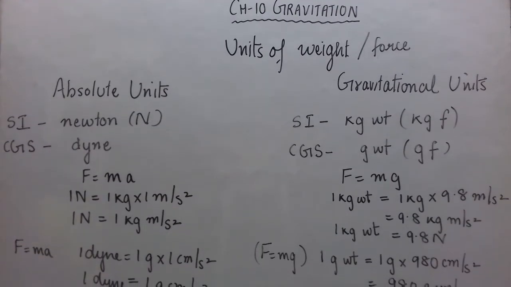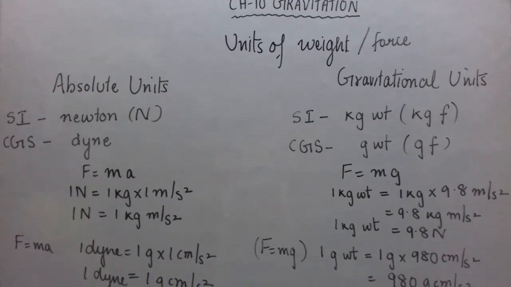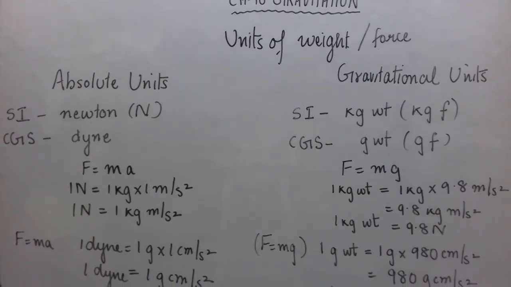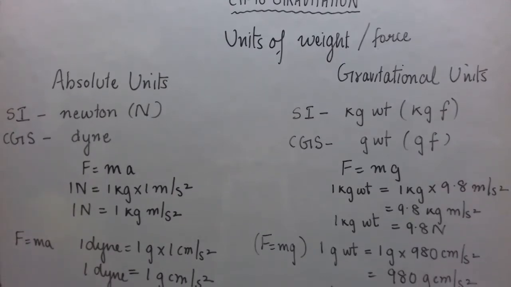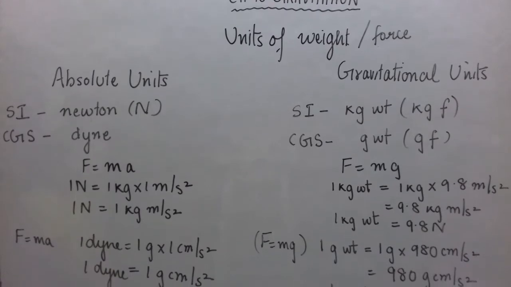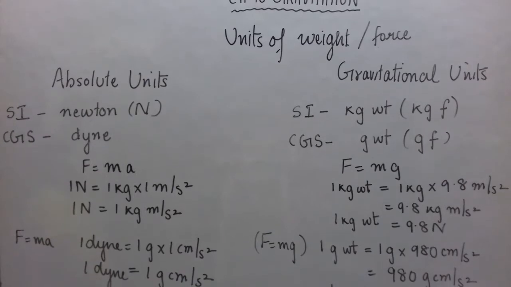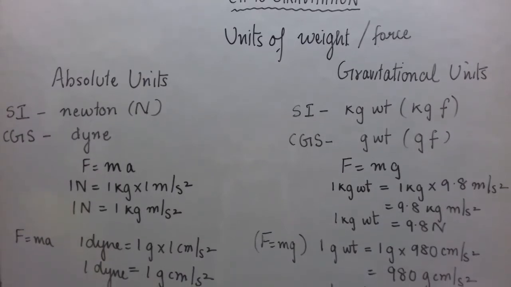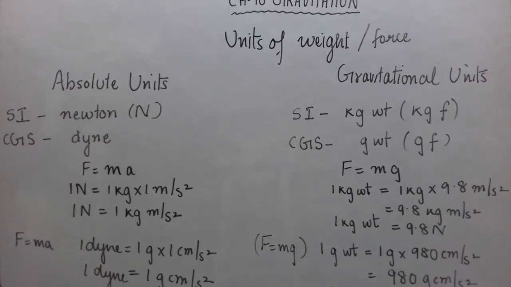Now students, if you are asked to state the SI unit of force, you know the answer would be Newton. CGS unit of force, dyne. As weight is also a kind of force, your answer would be the same for weight also: the SI unit of weight is Newton and its CGS unit is dyne. But remember that the SI unit Newton and the CGS unit dyne are the absolute units of force or weight.